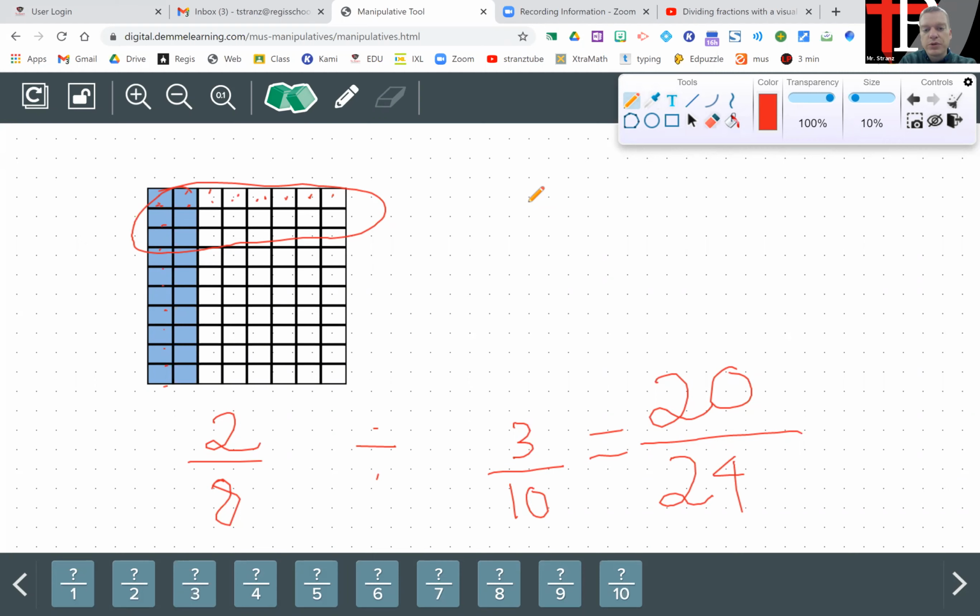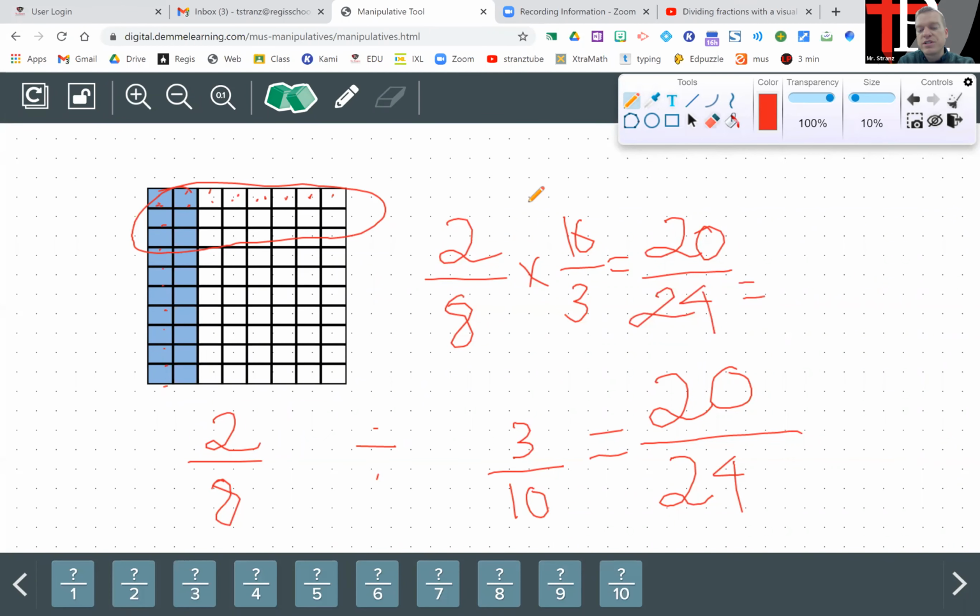So if we just want to double check, we can do the keep, change, flip. So we're going to have 2/8 times 10/3, flip it. And you can see again, 2 times 10 is going to give me 20/24. This is not simplified.